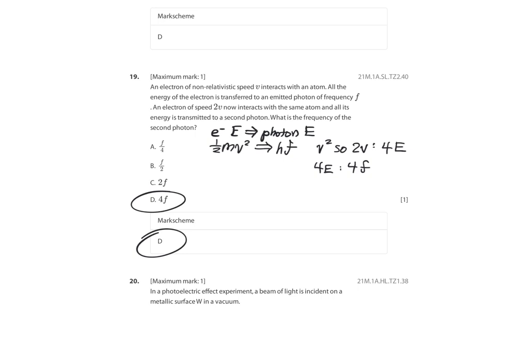Well, the energy of the electron is 1/2 mv squared, so v is squared. So if we have twice as fast, it's 4 times the energy of the electron, so then it would be 4 times the energy of the photon. Energy is directly proportional to frequency, so 4 times the energy of the photon means 4 times the frequency of that photon. Choice D. Okay, next.